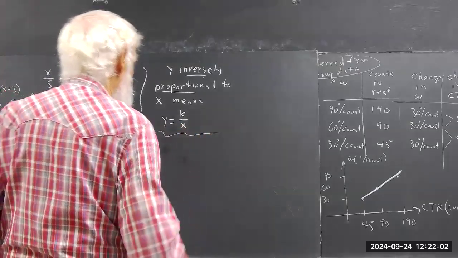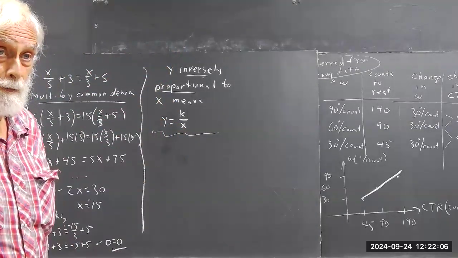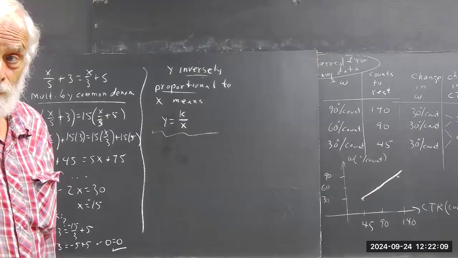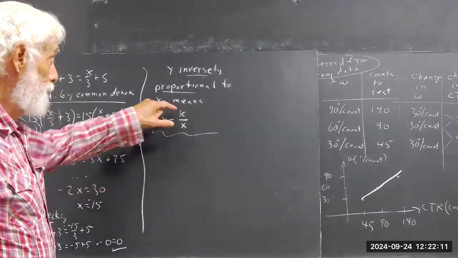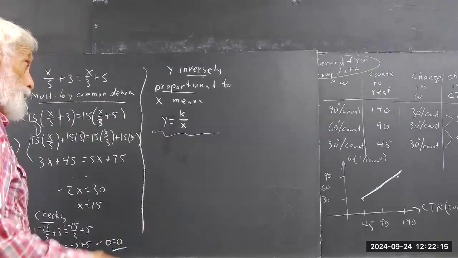That's all I'm going to say. If you see inversely proportional, you write this out and then do all the same stuff. You put the values of Y in, then you solve for K. In that case, you're going to multiply by this denominator. One step.